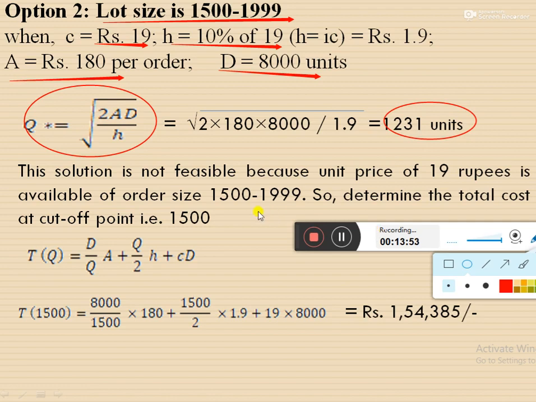Now again this solution is not feasible, because to get the unit price equal to 19 rupees we should order at least 1500 units in a single order, and economic order quantity is suggesting that it should be equal to 1231. So in that case we are not going to get the unit price that is equal to 19 rupees. So again, if the solution is not feasible, then we would consider the cutoff point of the given range. So the cutoff point of the given range is 1500 units.